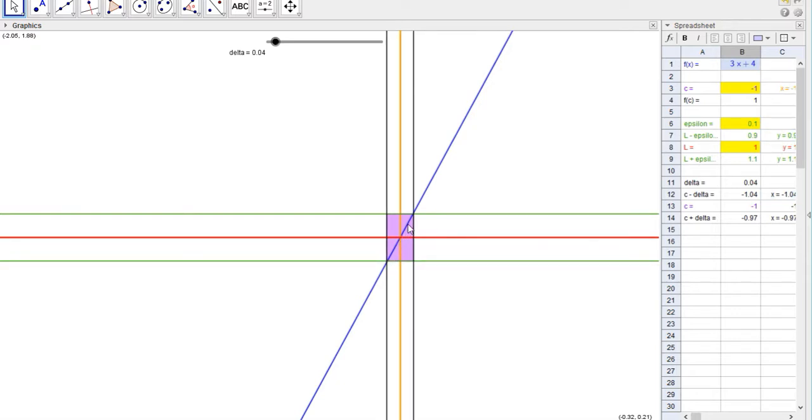Now, in this case, since it's continuous and since it's increasing, we know that it's going to cross in the upper right corner or the lower left corner. So we want to find where that is.